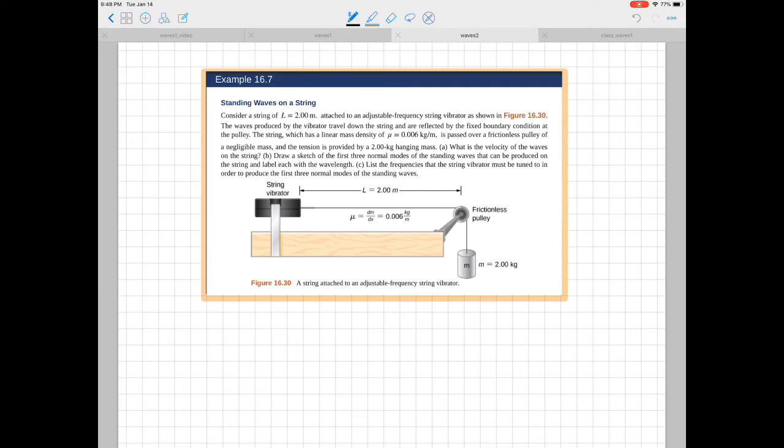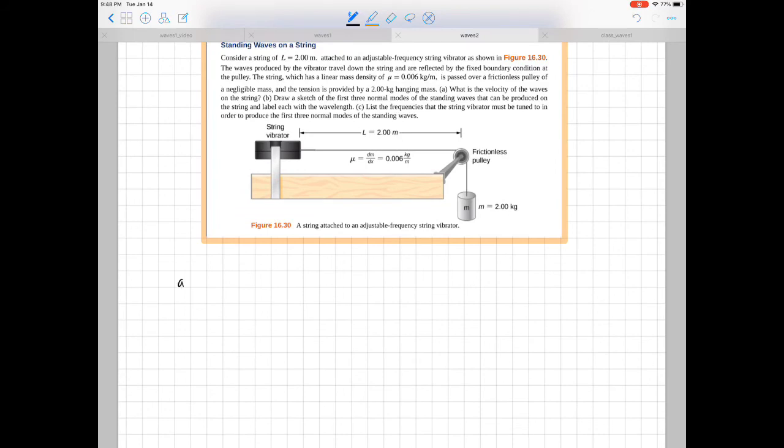All right, welcome back. So the first question, part A here, is to find the speed that the waves are traveling along the string. The speed is related to the tension in the string divided by the linear mass density. This string is wrapped over this pulley and connected to this hanging mass, and since the pulley is frictionless and massless, the tension in the string is the same everywhere. That means if we can figure out the tension over here, then we essentially know the tension here.